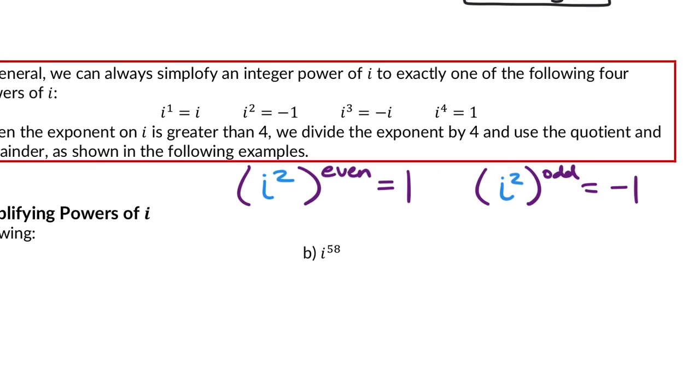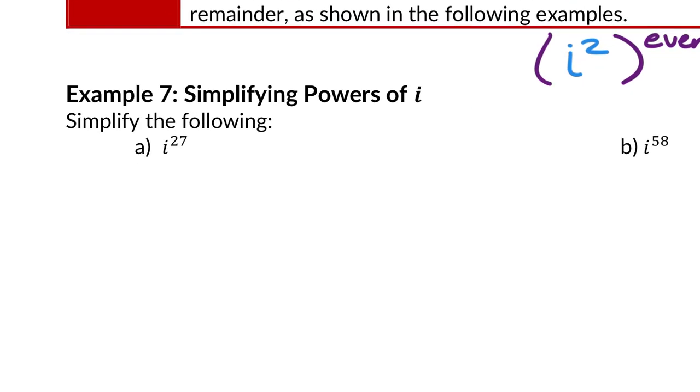Here's how it comes in handy. If we wanted to write i to the 27th power by i squareds, how many perfect i squareds could I fit in to make 27? Basically, 27 divided by 2. 13. Do I have any left over? Right? 2 times 13 is 26. So I have one i still remaining after that. Yes? So I'm going to call this i squared raised to the 13th power times i.